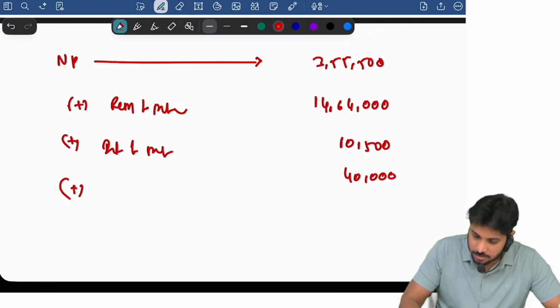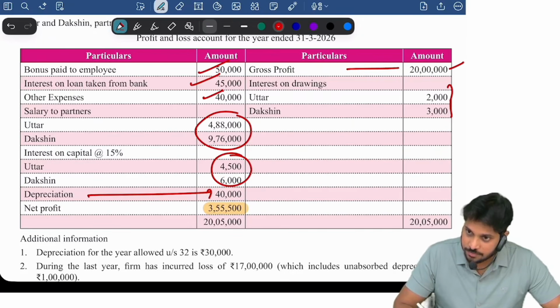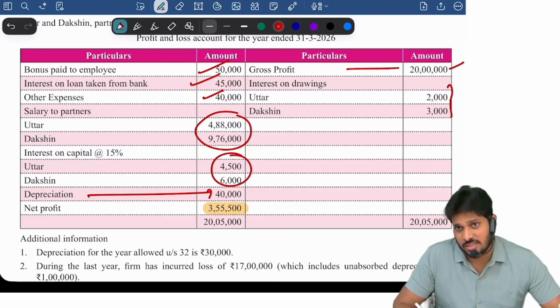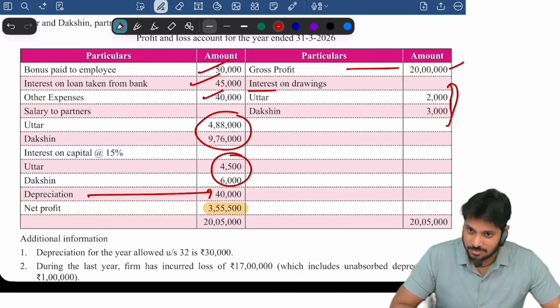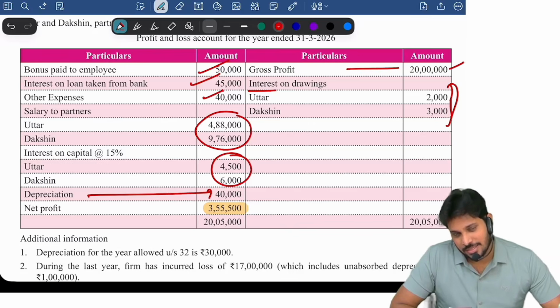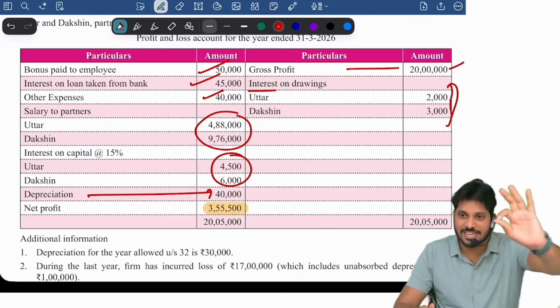Am I right? Credits: gross profit, PGBP, interest on drawings. This is not income. Okay, interest on drawings. I think a firm has a right to collect interest on drawings from the partner. Interest on drawings is taxable in the hands of the firm as PGBP income. For the firm, it is taxable in the hands of, I think, interest on drawings is not at all allowed. That also I will remove it, because interest on capital net effect we will give.